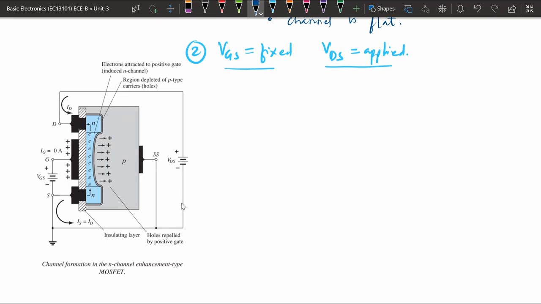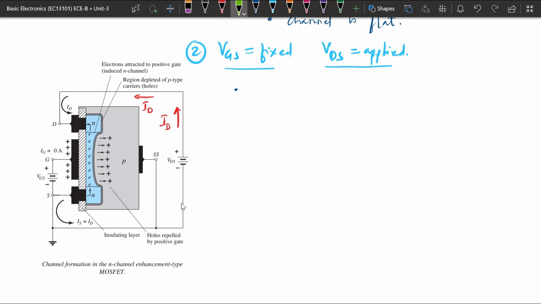Now as the channel is formed, electrons are available here. We apply the drain terminal with a positive voltage. This positive voltage will attract the electrons available in this channel region because of the gate to source voltage. So electron movement will take place along this arrow. Opposite to this electron movement, the current direction is there. So the current direction will be this way. This is the direction of current that is called ID, the drain current.